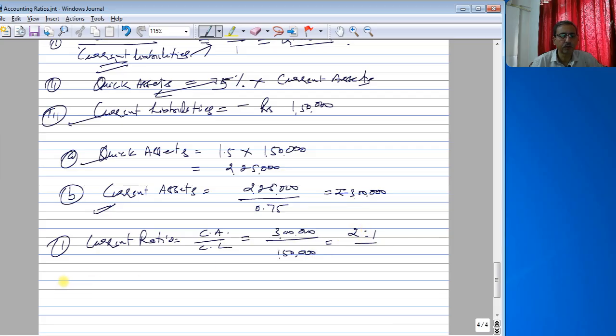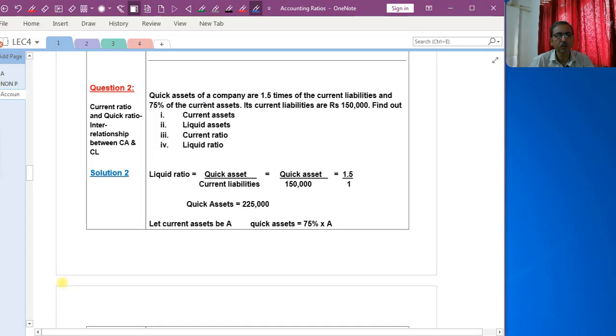Now the quick assets we already know, and the quick ratio was already given. So almost all things we have calculated. We have calculated the liquid assets, and the current ratio and liquid ratio are already given. This is a simple question, but most questions use your application and your knowledge of accounting ratios in this way. So this is the way questions in the examination are asked.